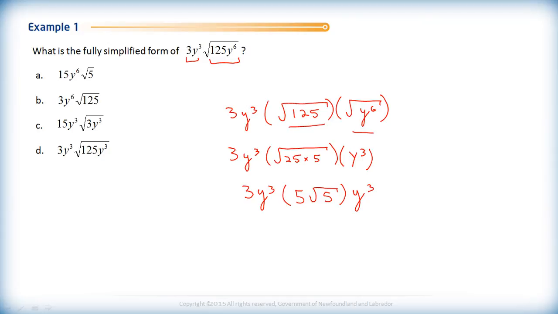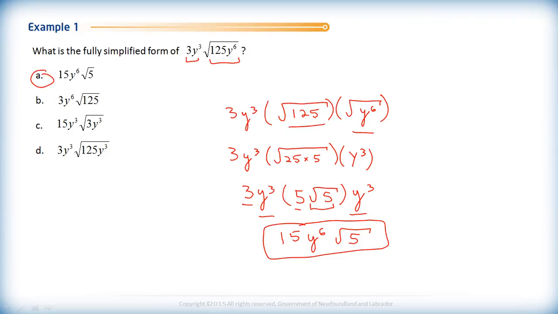So now we'll reassemble everything here. The only radical part we have there is a square root 5, so that's taken care of. Everything else has to get mashed together. If it's all multiplied, 3 5s are 15. And then y cubed times y cubed, same base, add the exponents, y to the power of 6. And it looks to me like that should be the correct answer. And if I jump over here to my multiple choice options, the only one that has that is part A.